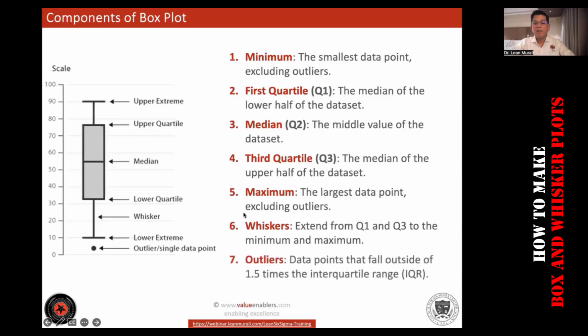And outliers are the data points that fall outside. Outlier is 1.5 times the interquartile range. The interquartile range is Q3 minus Q1. All of you type Q3 minus Q1. That is called IQR, interquartile range. The interquartile range is the box. That is Q3 minus Q1. Upper quartile minus lower quartile, or third quartile minus first quartile.